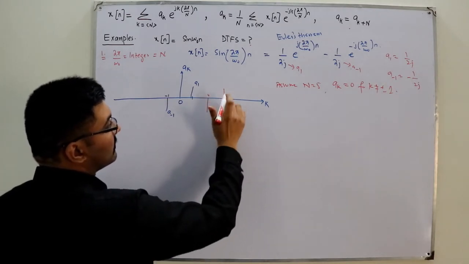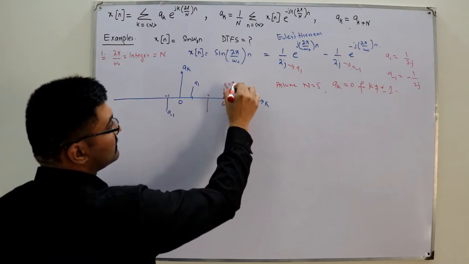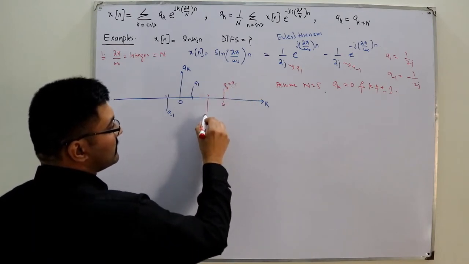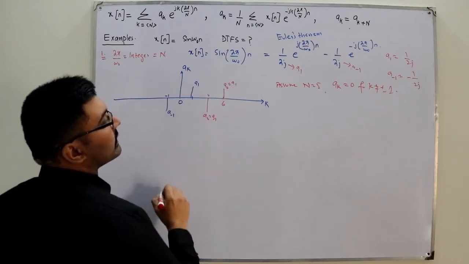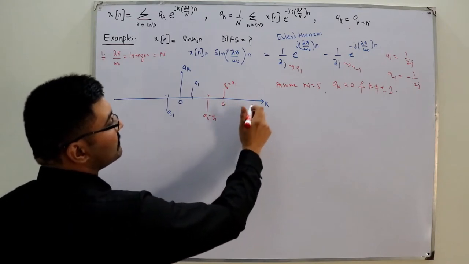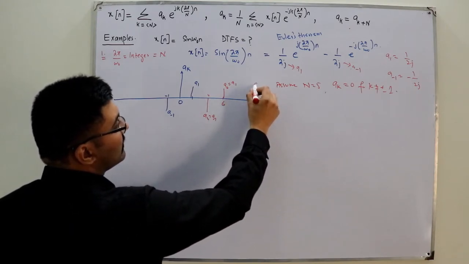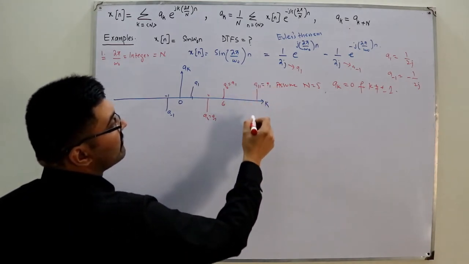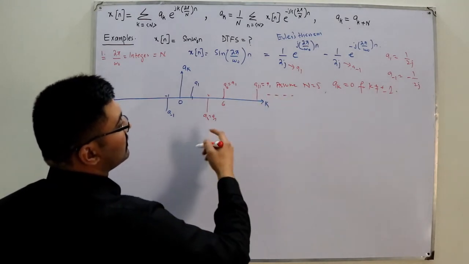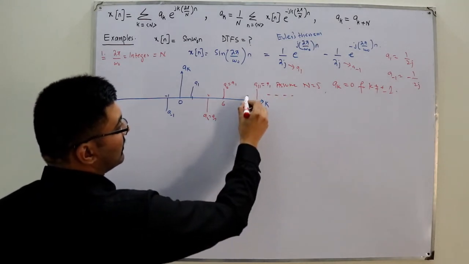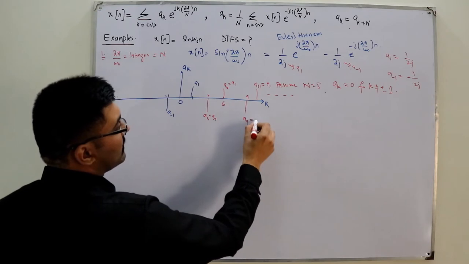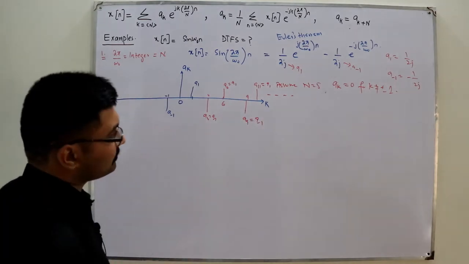So this is basically a6, but it is equal to a1. This is basically a4, which is equal to a of minus 1. Then again it would repeat at 6 plus 5, which is 11, a11, but basically this is a1. And similarly this goes on. 4 would come back at 9. This is basically a9, but is equal to negative 1.